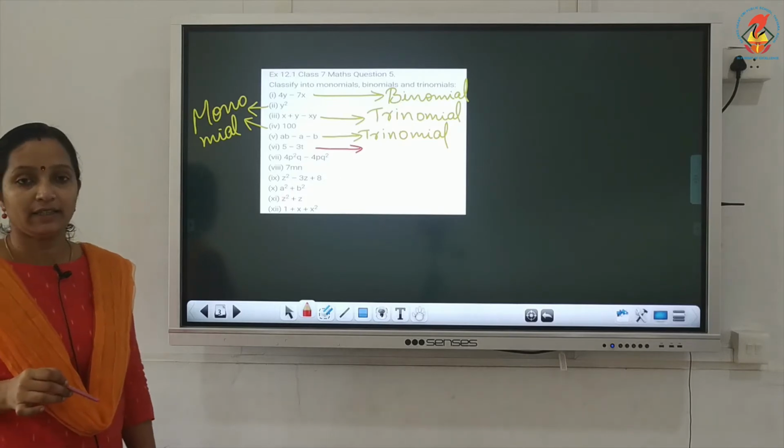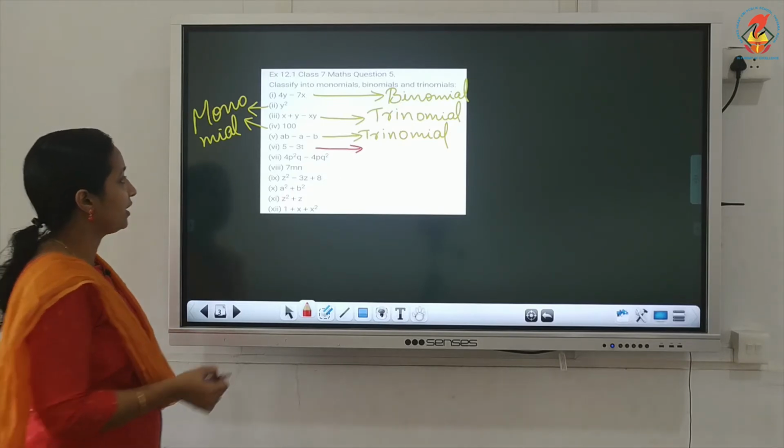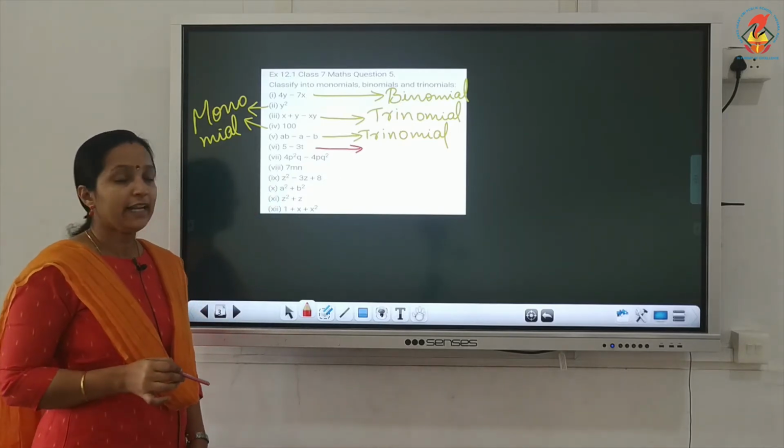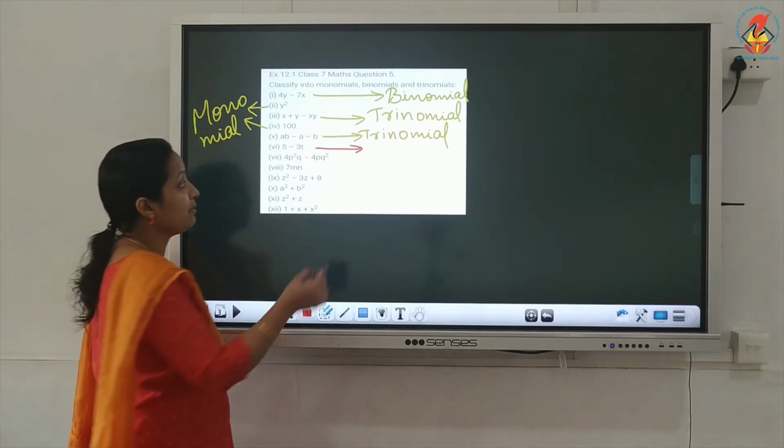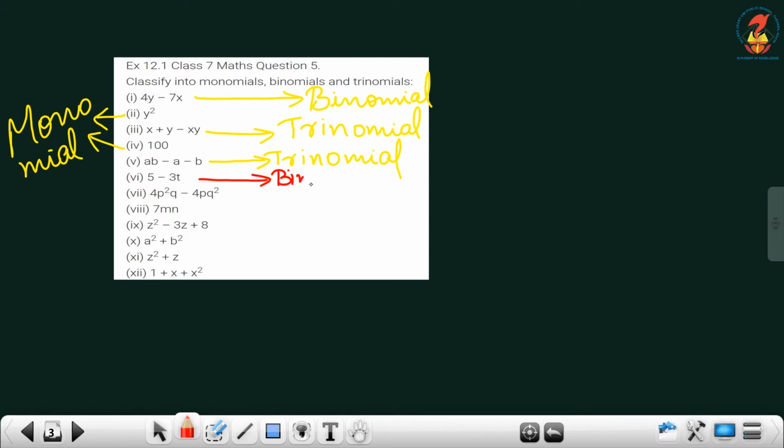Now look at the sixth question. 5 minus 3t. How many terms are there, children? The first term is 5. Negative 3t is the second term. So there are two unlike terms. So what is the name? Binomial. If two unlike terms, what is the name? Binomial.